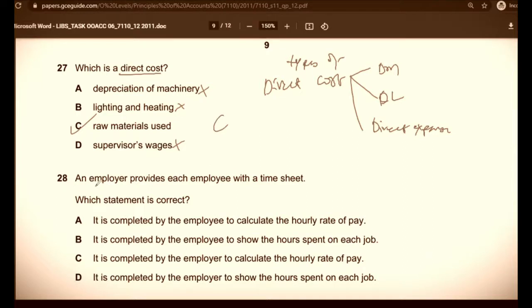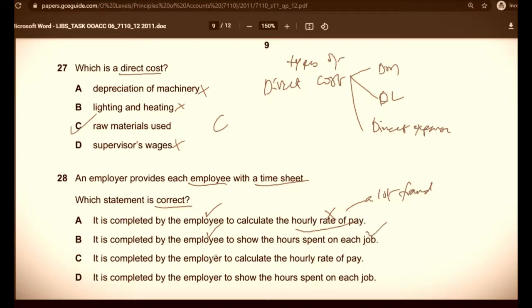Multiple choice 28. An employer provides each employee with a timesheet. Which statement is correct? So we need to identify the correct statement in this question. Option A: it is completed by the employee to calculate the hourly rate of pay. No. If an employee was given the right to calculate the hourly pay, there would be a lot of fraud going on, because then you could just charge your employer crazy amounts for your salary. Option B: it is completed by the employee to show the hours spent on each job. Yes, this makes more sense.